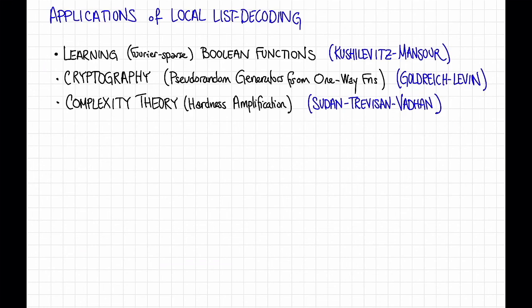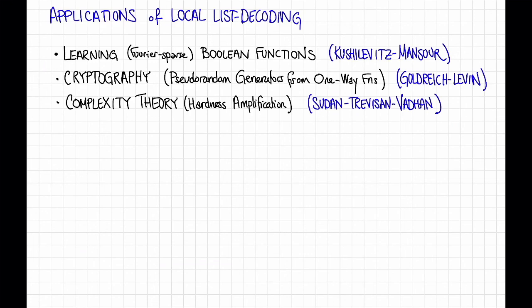In particular, Sudan, Trevisan, and Vadhan showed how to locally list decode a Reed-Muller code and use this for something called hardness amplification. That is, they can use this to transform a function that's hard to compute on average into a function that's hard to compute in the worst case. And this has some implications in complexity theory and pseudorandomness. Again, I'm not going to go into the details in these videos, but you can check out this paper if you're curious to learn more.